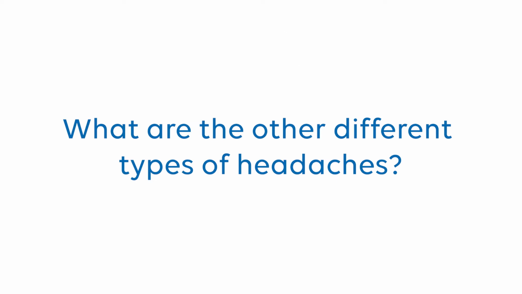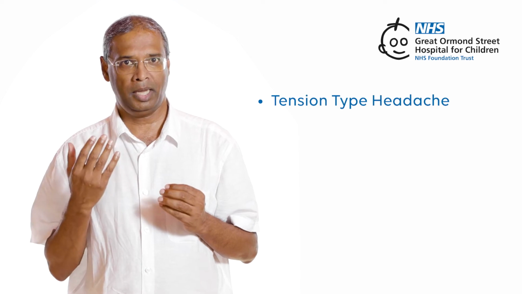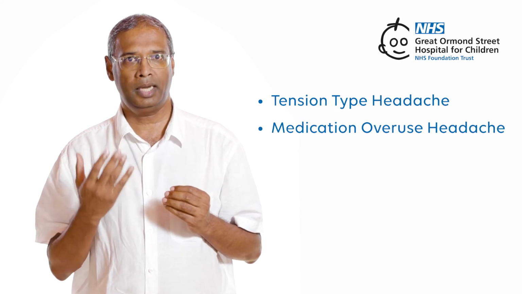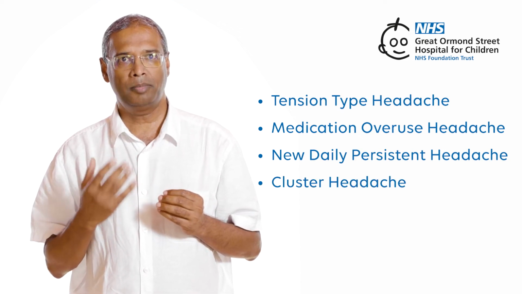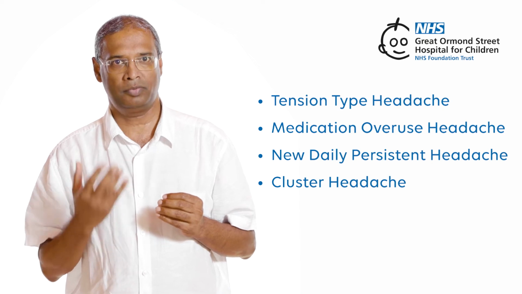In children and young people, the length of the migraine attack can vary from a few minutes to a few days. To be given a diagnosis of migraine, a person has to experience them repeatedly. What are the other different types of headaches? There are various types of headache conditions as well as migraine. Some of the most common types are tension type headache, medication overuse headache, new daily persistent headache, and cluster headache. I'm going to tell you a bit more about each one of them.